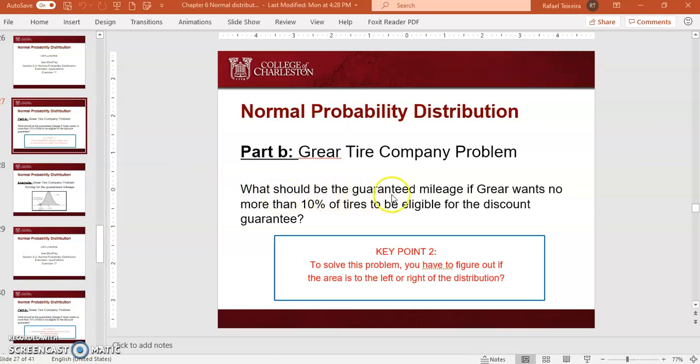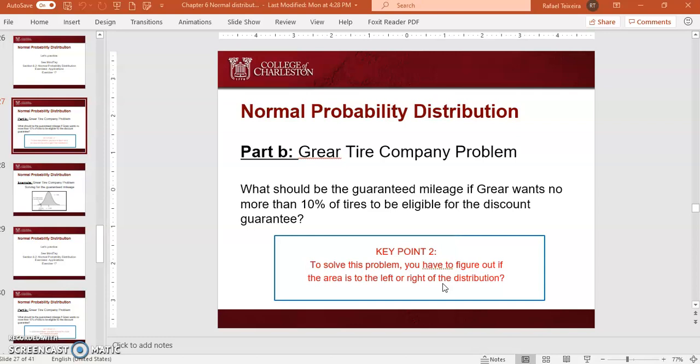What should be the guaranteed mileage if Greer wants no more than 10% of tires to be eligible for the discount guarantee? To start working on this problem, you have to draw to understand if we're talking about the left lower tail or the right upper tail of the distribution.